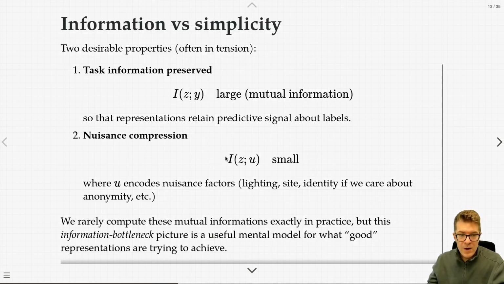So we very rarely compute these mutual informations exactly. I mean, this is just high level and intuitive and theoretical. Sometimes mutual information is part of the training process, so I don't mean to discount that either. But the idea of this information bottleneck picture will be useful just conceptually for what we're trying to achieve in practice.